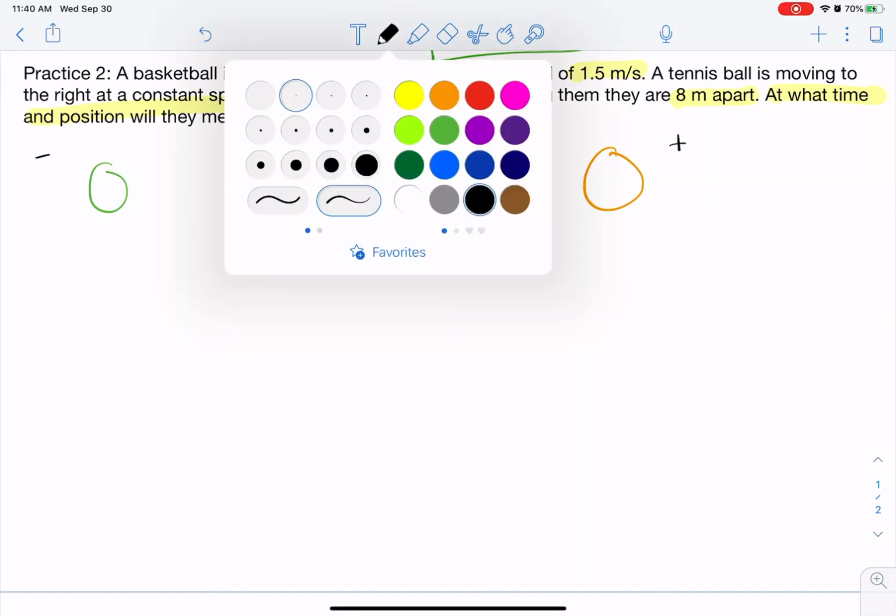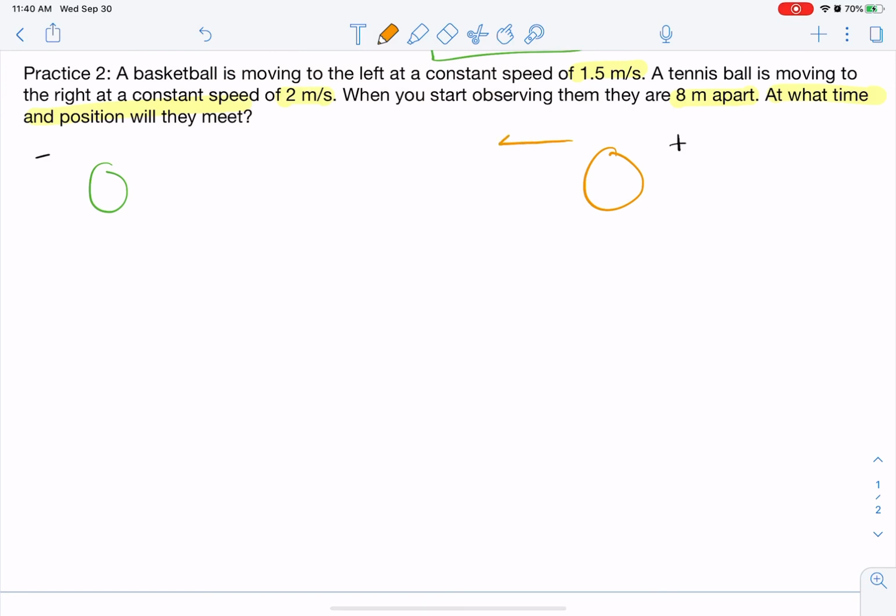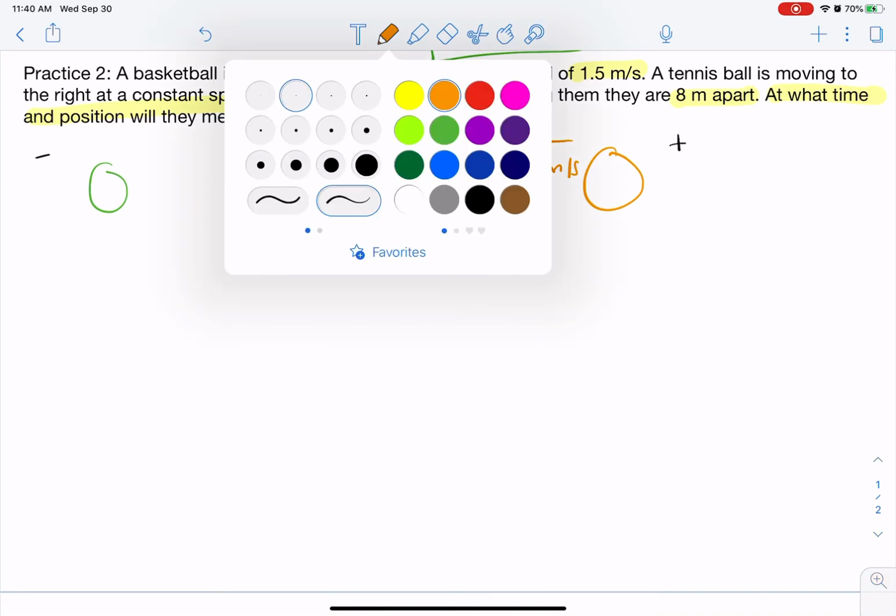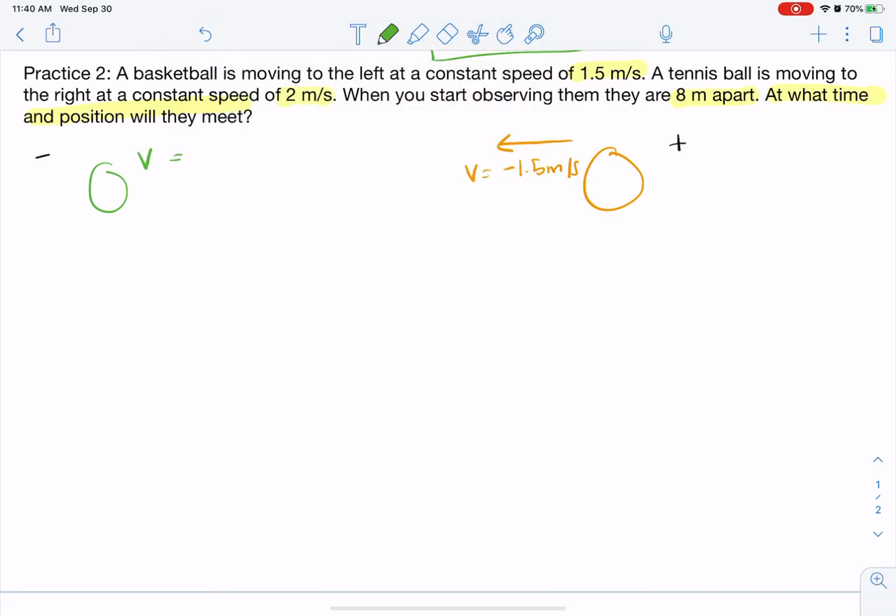Okay, so the basketball is moving to the left, which is our negative direction. So we're going to say our velocity is negative 1.5 meters per second. The reason I made it negative is because I said the left is going to be negative. Okay, and the tennis ball is moving with a velocity of 2 meters per second. I'm going to keep that positive because it's moving to the right, which we said is positive.